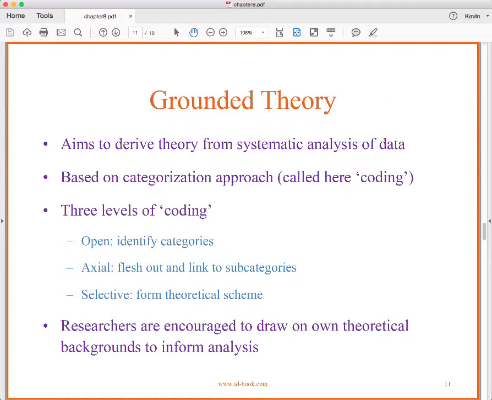So let's talk about grounded theory. Grounded theory aims to derive theory from systematic analysis of data. It's based on a categorization approach, which we call coding.